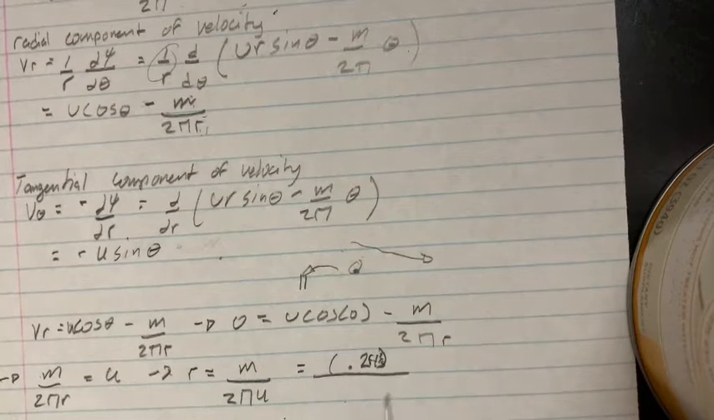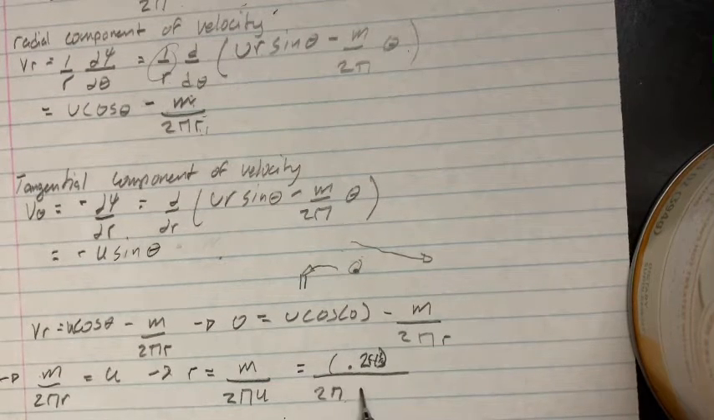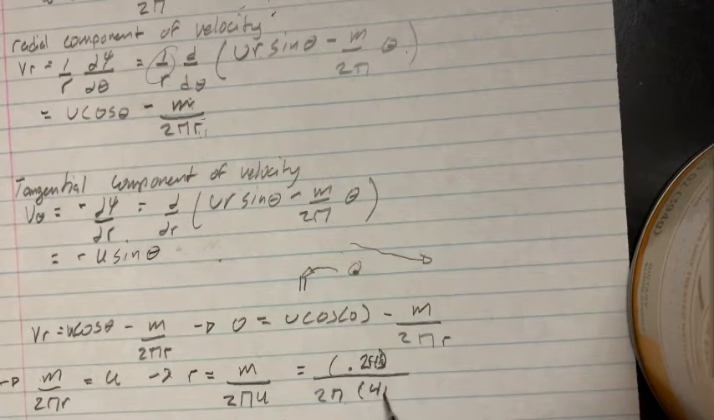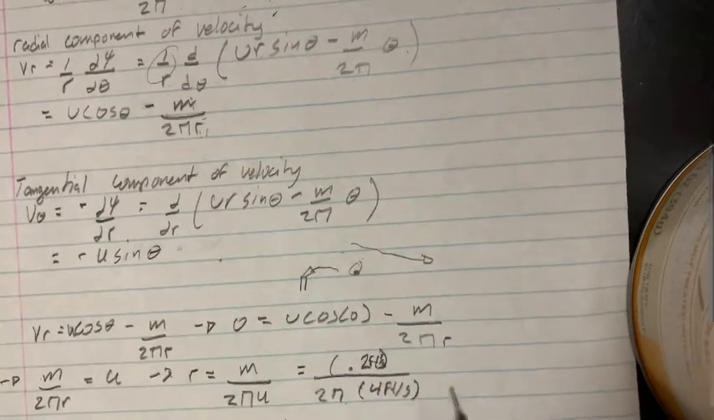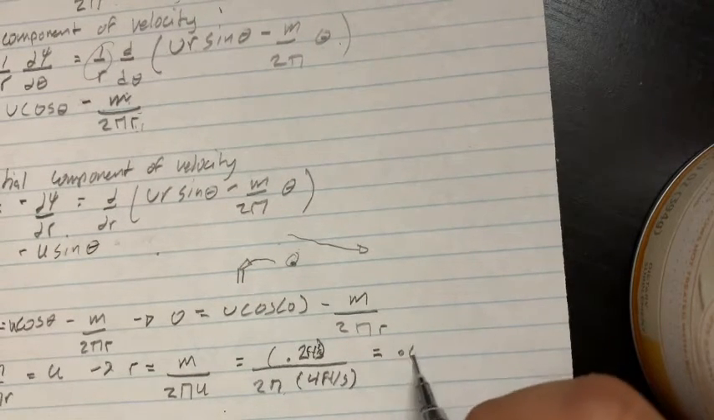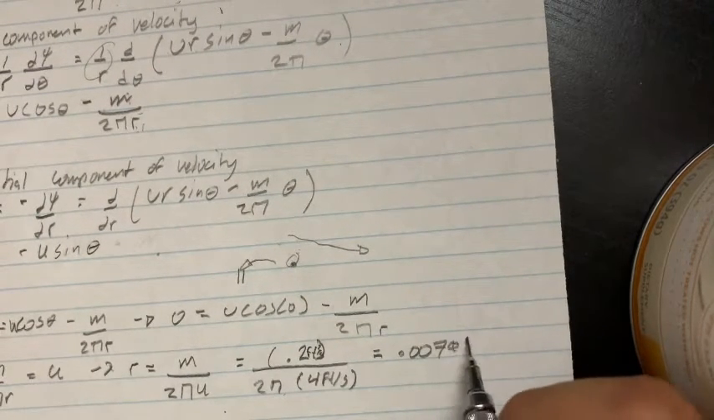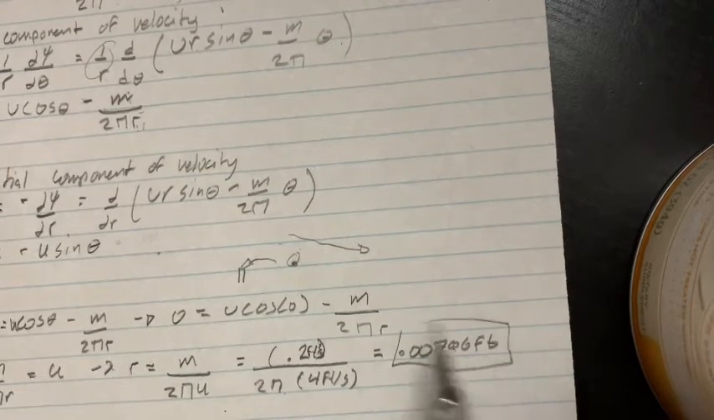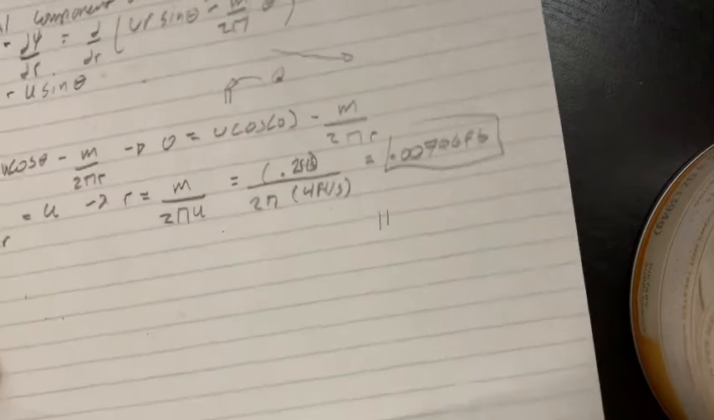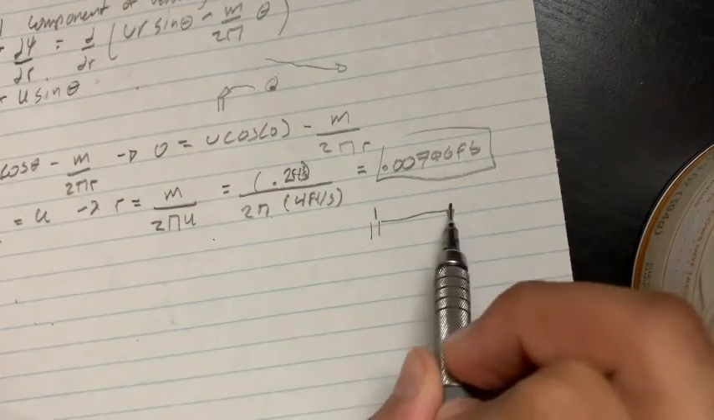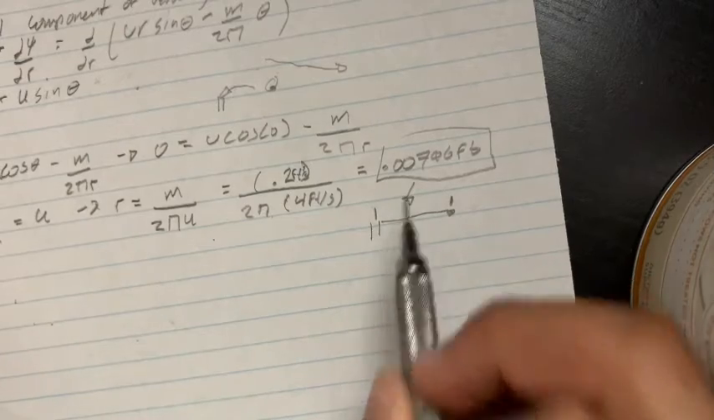Sorry, it's kind of hard to see. Then 2 pi, and then u would just equal the given velocity, which was 4 feet per second. Then when that comes out, you get a value of 0.00796 feet. And now this distance here, it's with respect to the slit. So the distance from here to here would equal that value there.